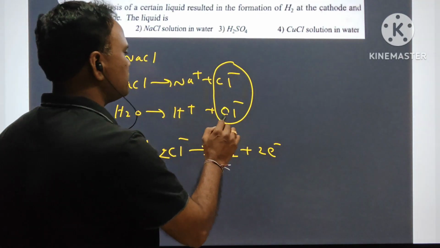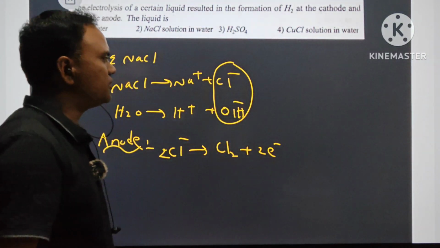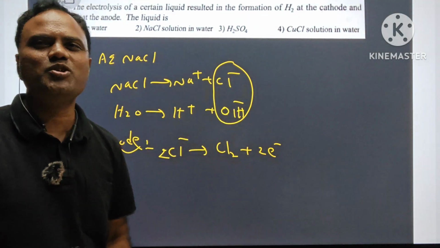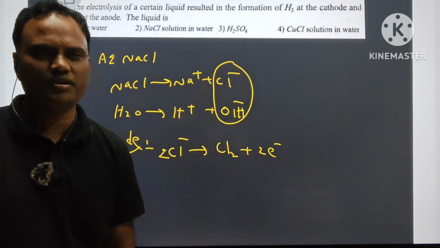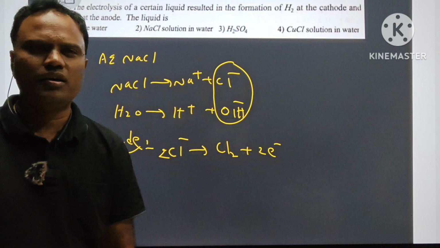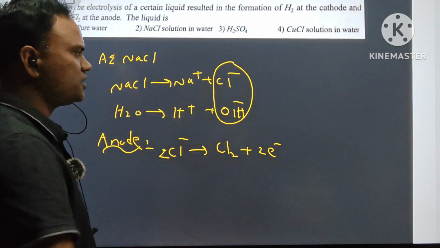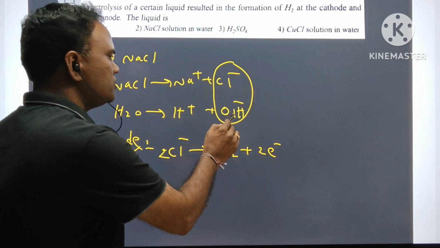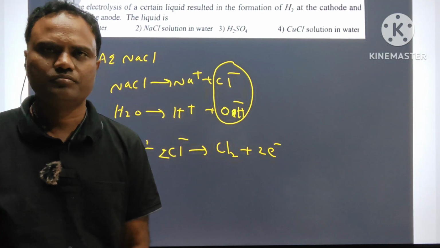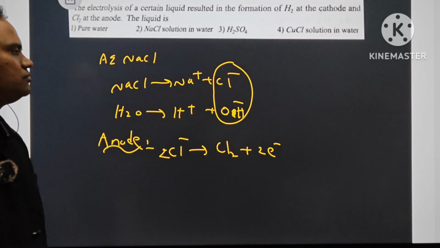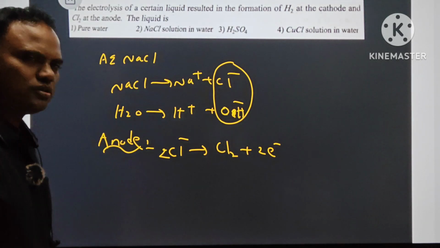H plus and OH minus. Here or here? Sorry, mistake in this. Good. OH minus and Cl minus, which is having low DP? Cl minus is having low discharge potential. That's right. Product is correct only, but here I confused. This is OH minus. Clear? At anode, Cl2 gas.